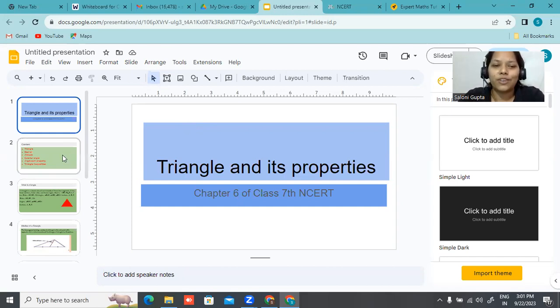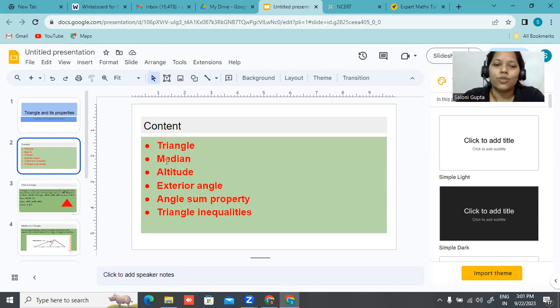So in this chapter, what are the topics we are going to cover today? The first one is triangle, then second is median, then altitude, then exterior angle, then the angle sum property, then triangle inequality. So all these topics we are going to cover in this chapter.